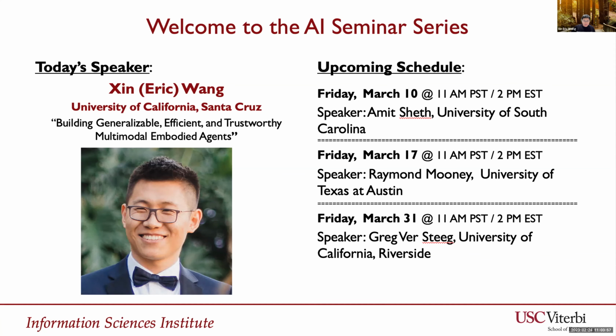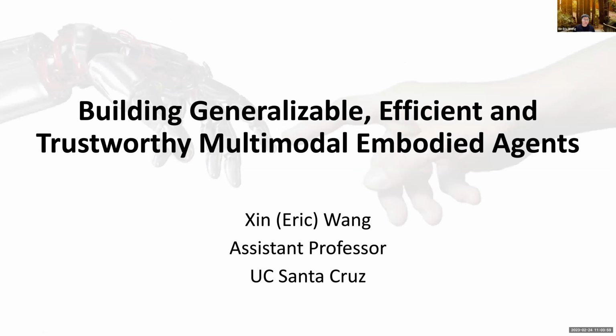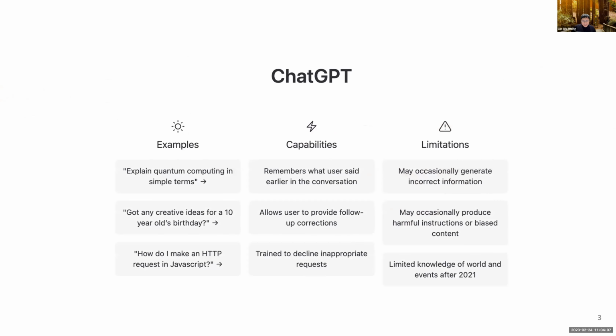And I'm very glad to be here today to talk about my research on building generalizable, efficient, and trustworthy multimodal embodied agents. Okay, so everybody is talking about ChatGPT now, and it is a very powerful tool, as a large-scale language model, to communicate with human users, right? It can do lots of things, and certainly there are some limitations of ChatGPT, like sometimes it would get the fact wrong, and sometimes it would hallucinate a little bit.